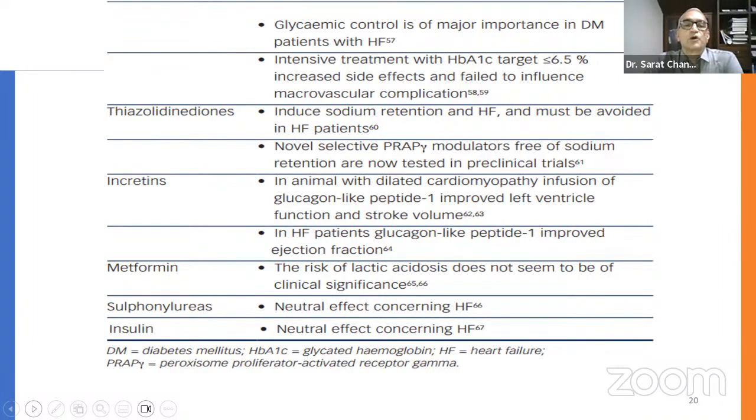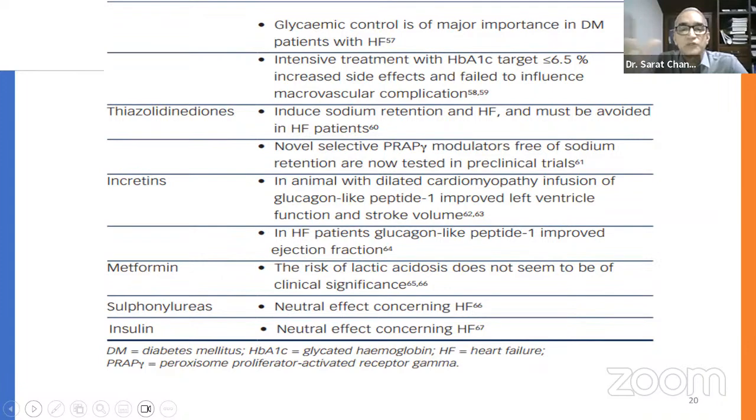Now, there are so many points which are of interest. Let me take you through some of them. Thiazolidinediones, pioglitazone or rosiglitazone, tend to induce sodium retention and worsen heart failure, so they must be avoided among heart failure patients. There is no doubt rosiglitazone has been out of the market for a long time now, and it's clear that rosiglitazone worsens heart failure. Pioglitazone, whether it should be used for diabetics or not, has been a controversy.